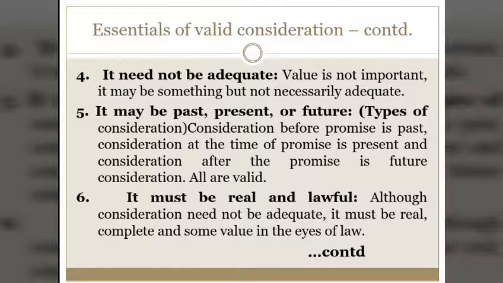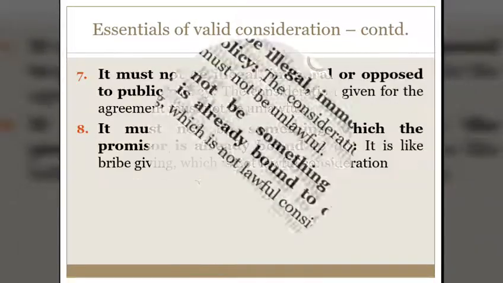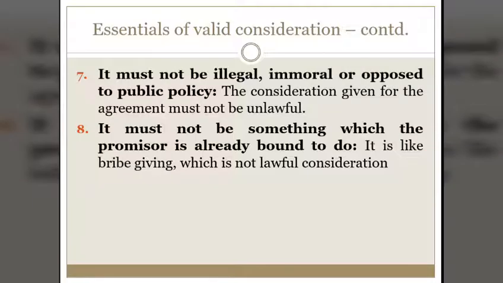Next one is, it must be real and lawful. Consideration must be real and it must not be illegal, immoral, or opposed to public policy. That is, the consideration must be lawful. Last one, it must not be something which the promiser is already bound to do. The promiser is ready to do something for the contract. Then if something additional is done, then it is not a consideration. This is regarding the essentials of valid consideration.